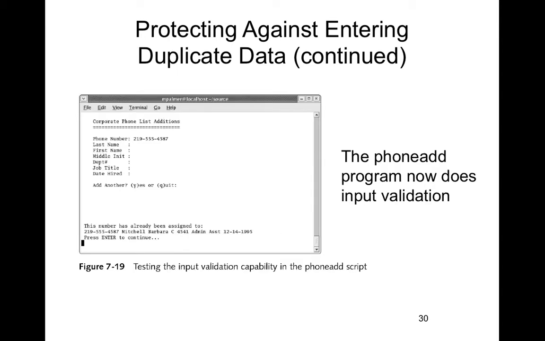So here's the phone add program. That was this input validation. What it's going to do, on the bottom you can kind of see this little message. It says the number has already been assigned. Somebody put a telephone number in, but it was already assigned to somebody else. So it'll do a check, and you put a little message out on the screen that says, hey, it's already been assigned.